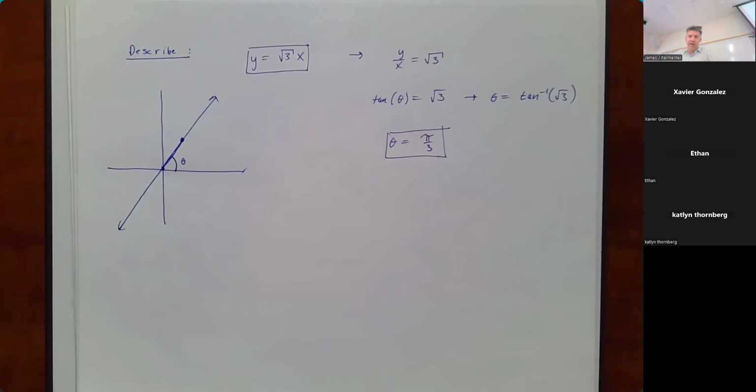How do you know that theta is negative pi over 4? It really is memorizing the unit circle. If you know that tangent of theta is equal to negative 1, then we know that the angle should be either negative pi over 4 or positive 3 pi over 4.